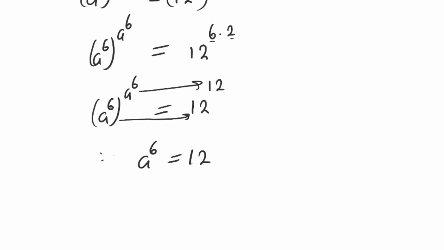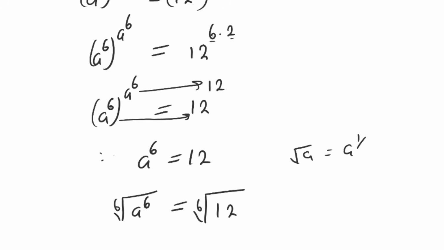Let us take the sixth root of both sides of this equation. Then we have the sixth root of a raised to power 6 is equal to sixth root of 12. Take note of this, that if you have square root of a, this is equal to a raised to power 1 over 2. And if you have square root of x, this is equal to x raised to power 1 over 2.